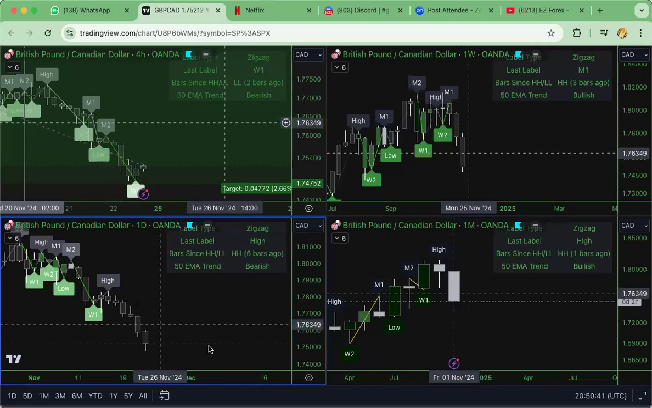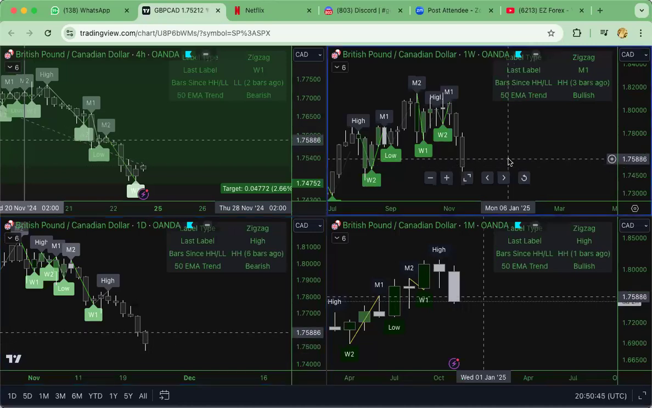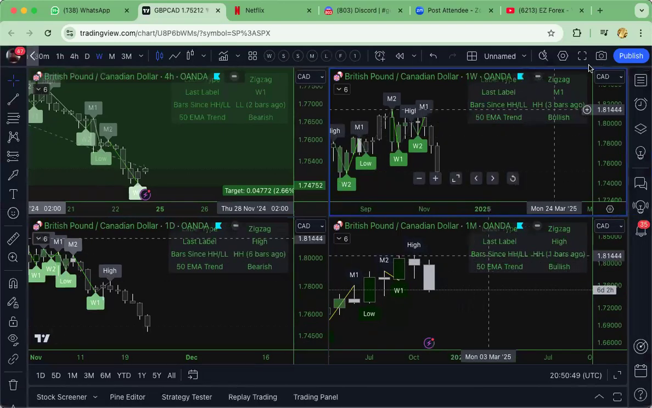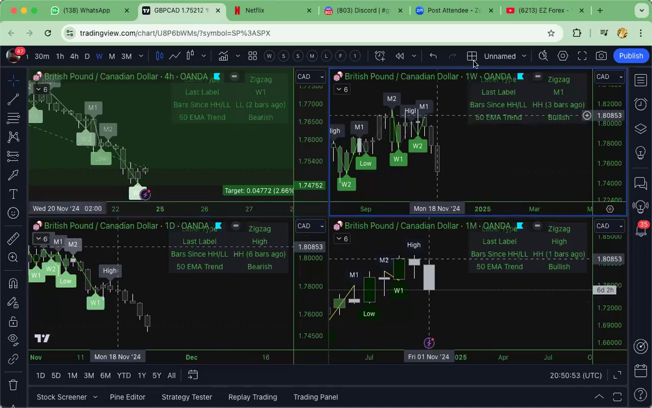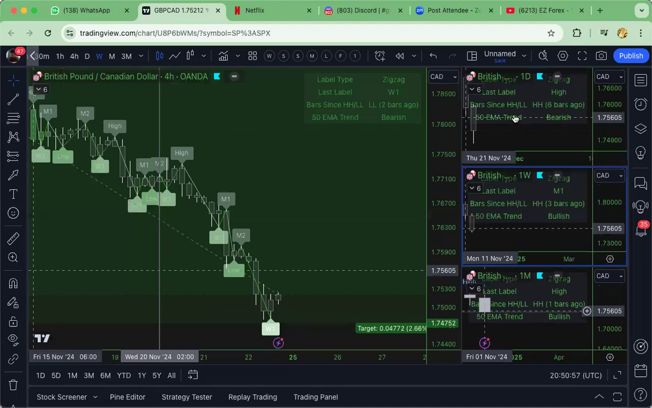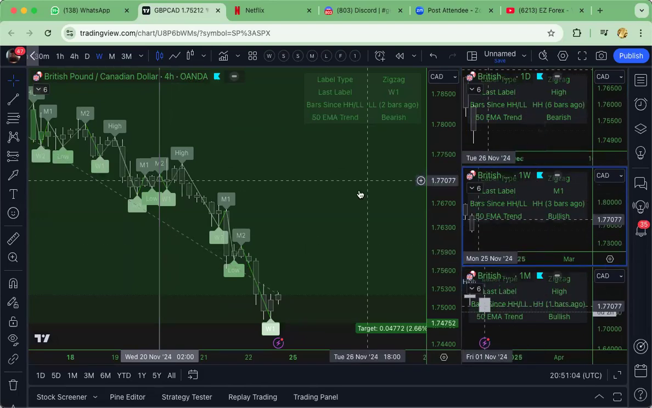Absolutely fantastic. So now what we can see over here, if I just press the exit button, there we go. This is a different screen layout. For my last YouTube video, we had this screen layout here, and you had all the dashboards here, which is exactly the same. You've got your monthly time frame here, your weekly, your daily, and your 4 hour.